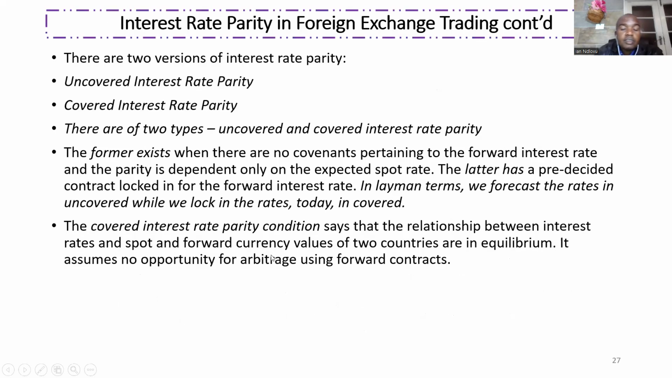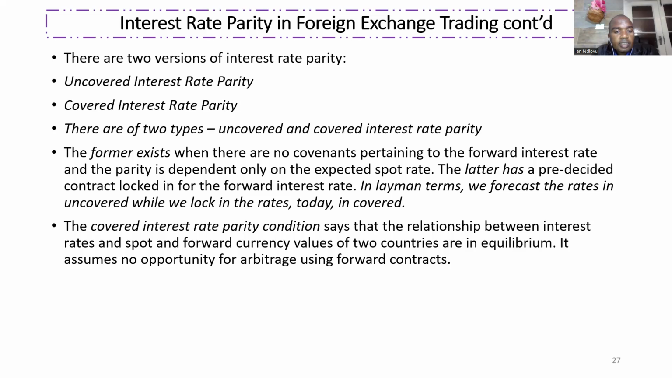There are two versions of this concept of interest rate parity. The first version is the uncovered interest rate parity. And then we've got the covered interest rate parity. The uncovered interest rate parity concept is also sometimes called the naked interest rate parity.